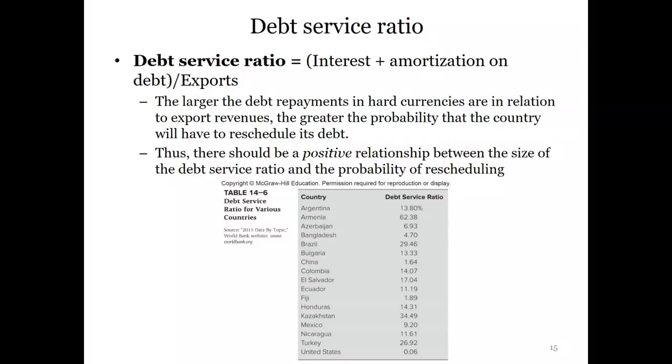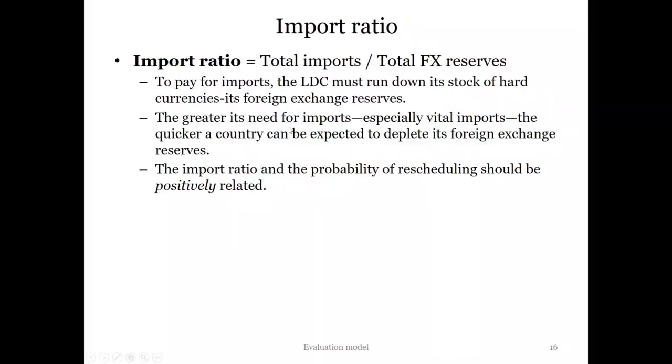Okay? So here we're looking at how much of the debt the country needs to pay relative to their hard currency income, export revenue, right? The higher the ratio, the worse, right? So they will find it hard to repay their foreign debts. So there will be a positive correlation between the ratio and probability of rescheduling.